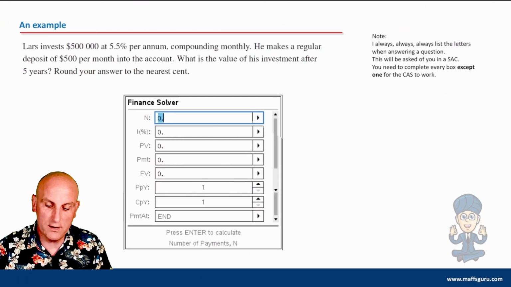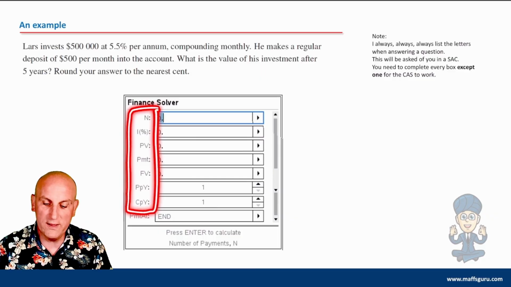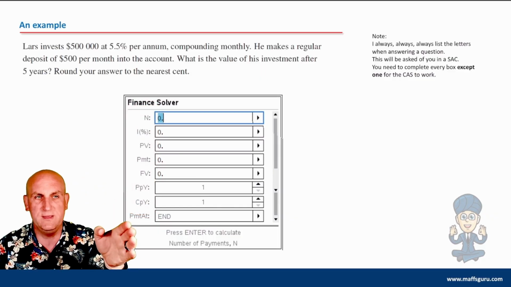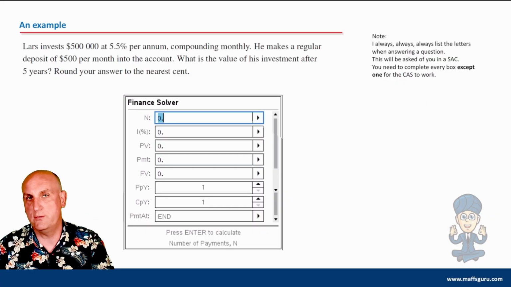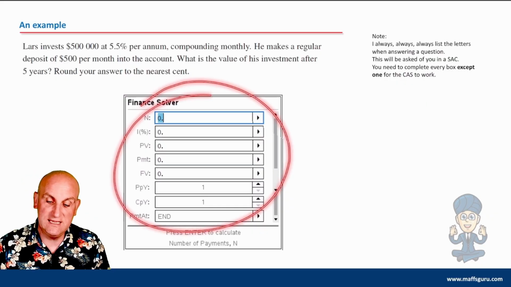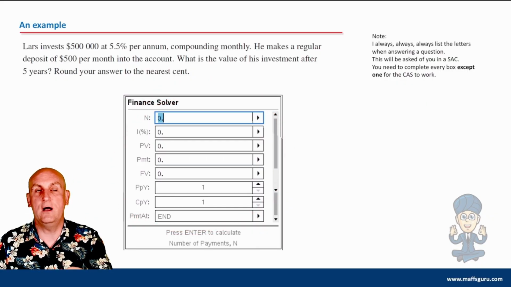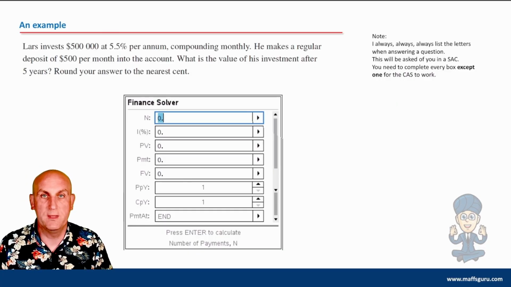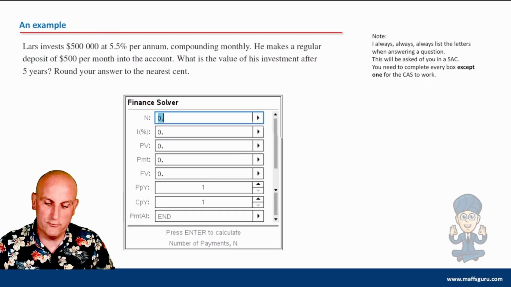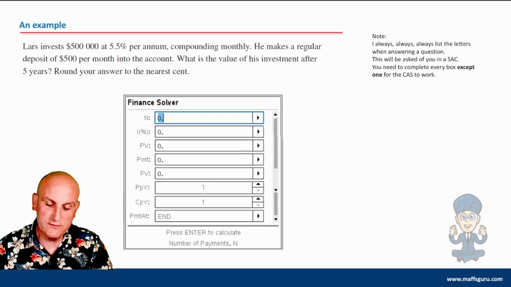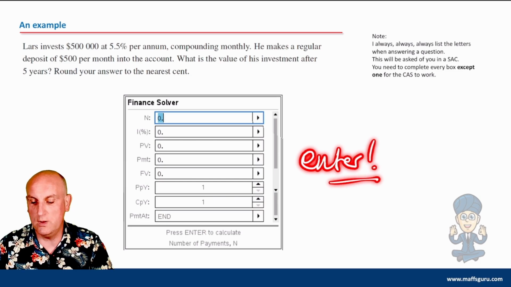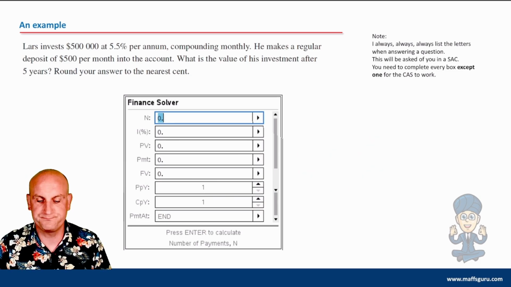Now, I know that I ask my students to always write down N, I%, PV, PMT, FV, PPY, CPY, and fill in the information per the question. Some SACs will actually give a screenshot and ask you to write in the values on the screenshot and then use your calculator to work it out. But it is important to know that for the TI-Nspire, if you want to find a value, you have to put the cursor in it and then press enter. I'll show you the examples in a moment.